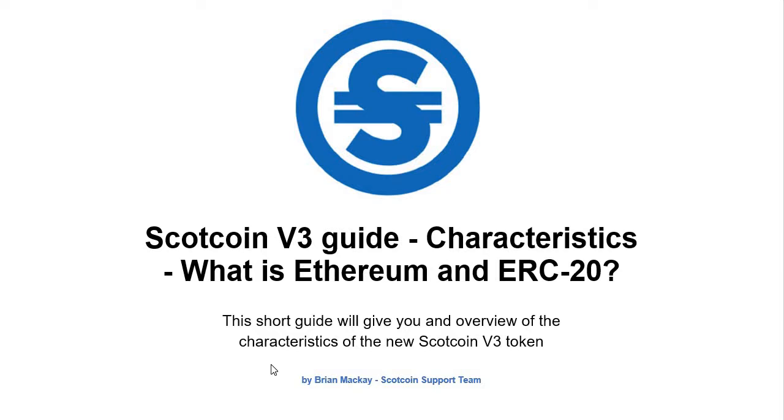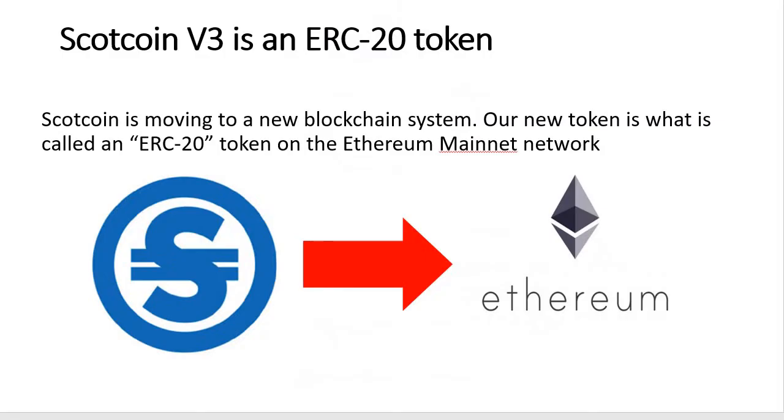Tonight I'm going to talk about the characteristics of the new Scotcoin V3. Basically what we're going to talk about is Ethereum and ERC20. First of all, Scotcoin V3 is what's called an ERC20 token, and we're moving from our old counterparty system to the new token, which is called ERC20, and it's on the Ethereum mainnet network.